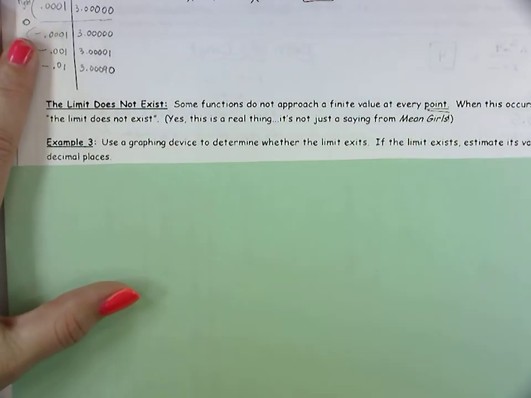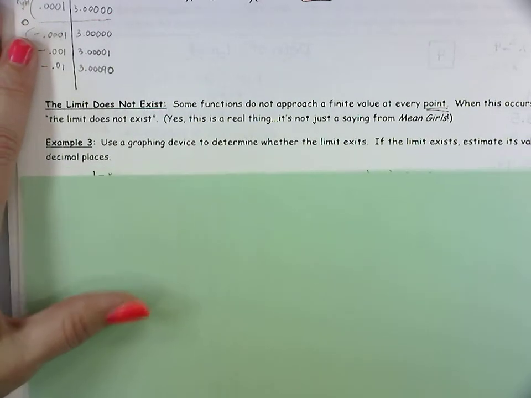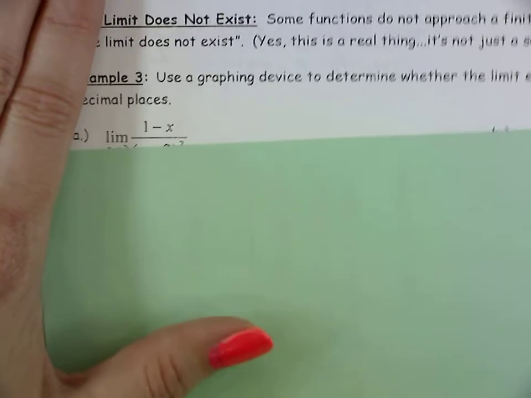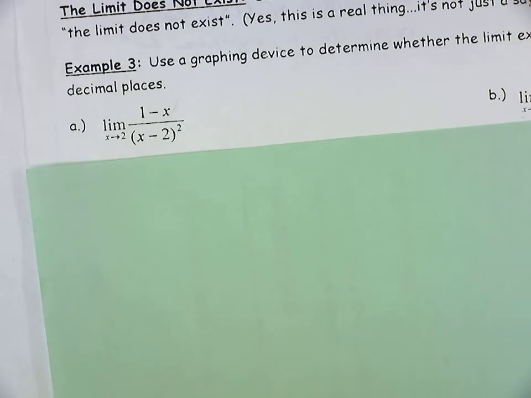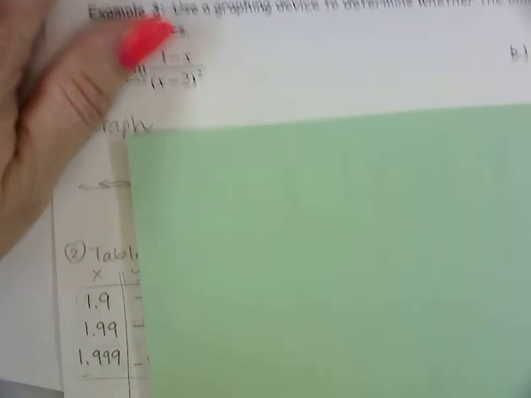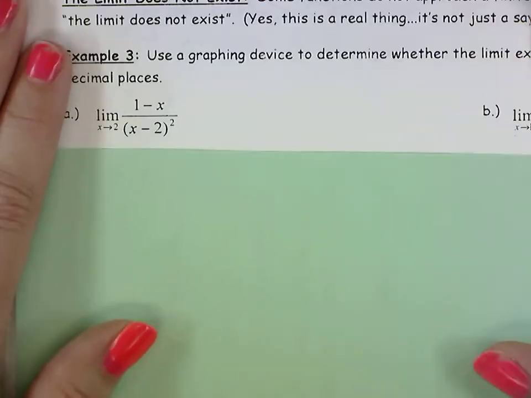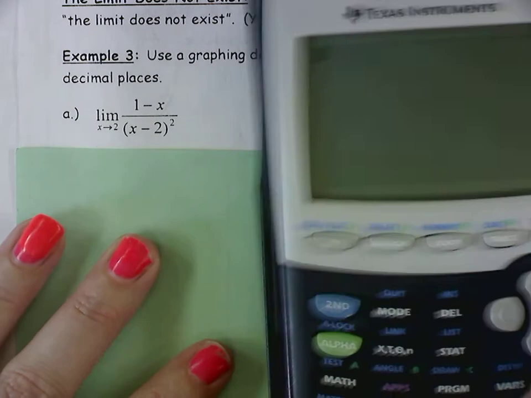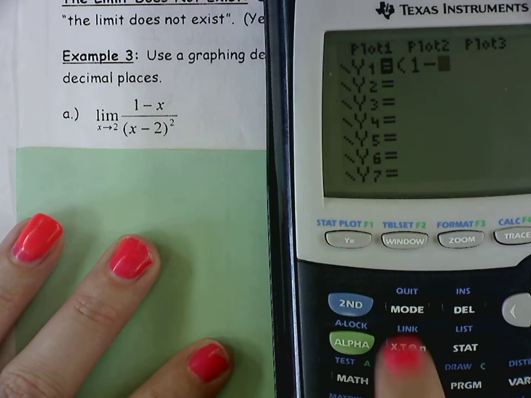So example 3 says we're going to use a graphing device to determine whether the limit exists. If the limit exists, estimate its value to 2 decimal places. Okay, so for A, we're given the following function. And the first thing that we're going to do is graph, and then we're just going to draw a rough sketch of that graph. Okay, so I'm going to go to y equals.